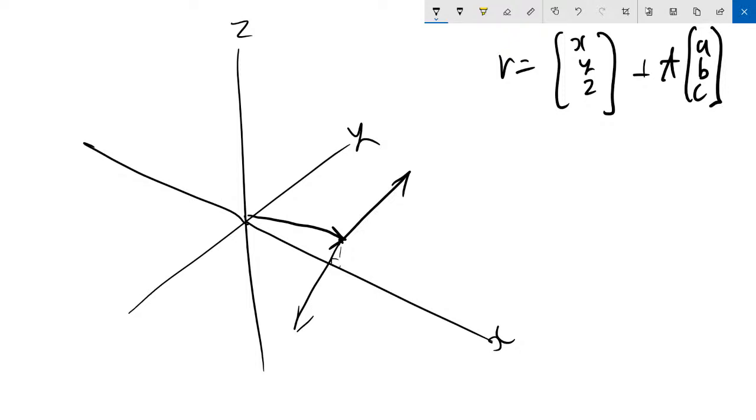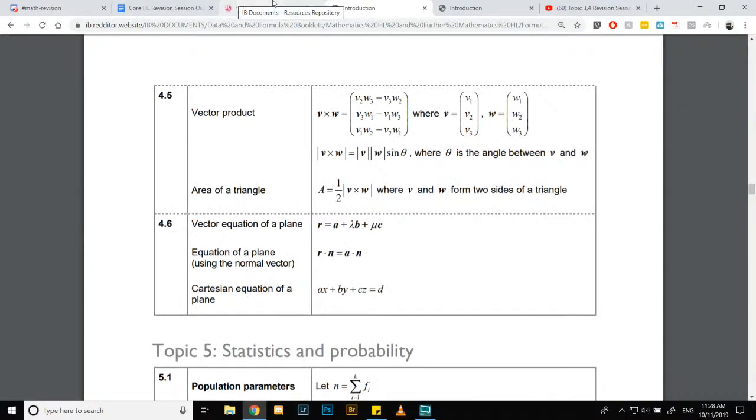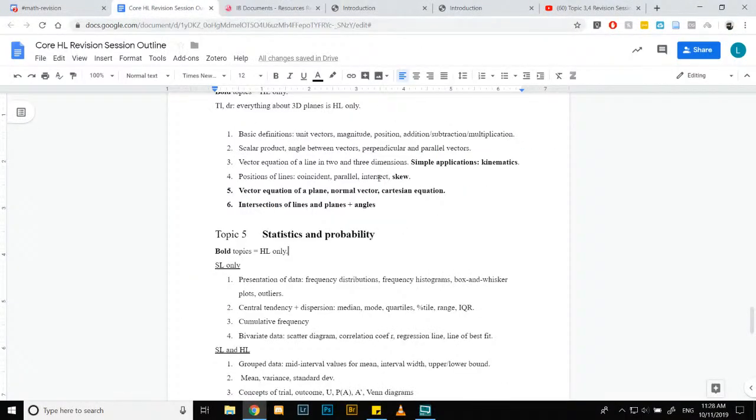Now notice that this gives I'm just going to check what curriculum I'm going into and whether it's SL or HL. Okay, cool.